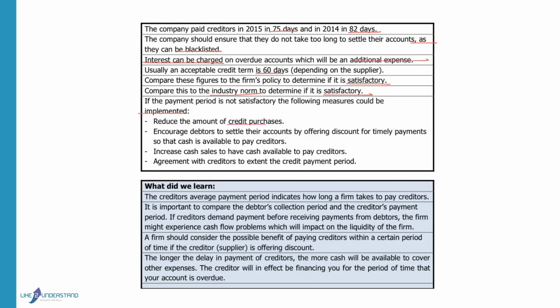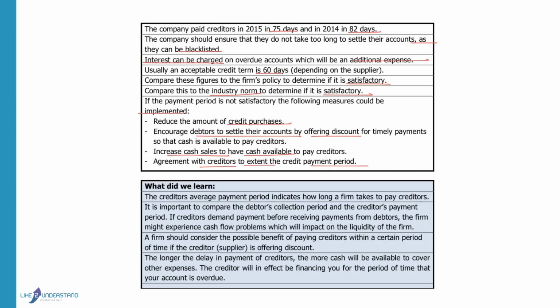Reduce the amount of credit purchases so that you don't have to pay so many creditors in the future. Try and buy for cash and don't buy unnecessary inventory. Encourage debtors to settle their accounts by offering them discount if they pay within 30 days so that you can have the money available to pay your creditors. Try and increase your cash sales so that you have cash available immediately to pay creditors. And if none of these measures help, you will have to sign an agreement with the creditors to extend the period that you pay them back.